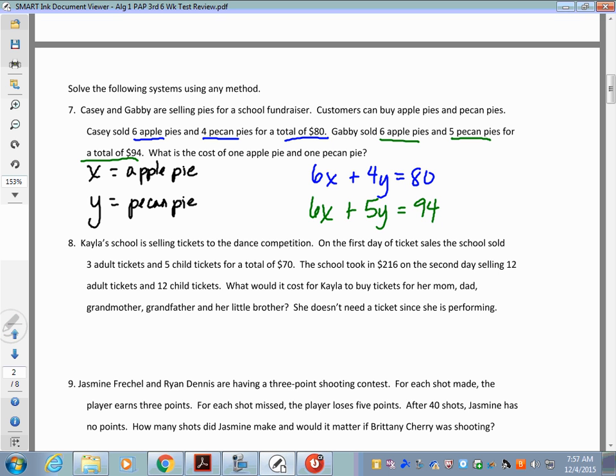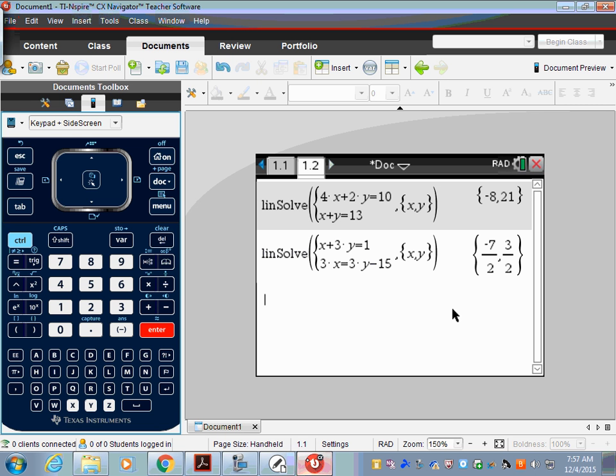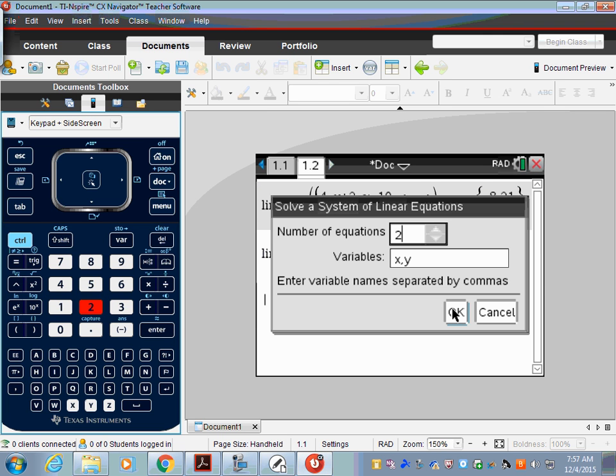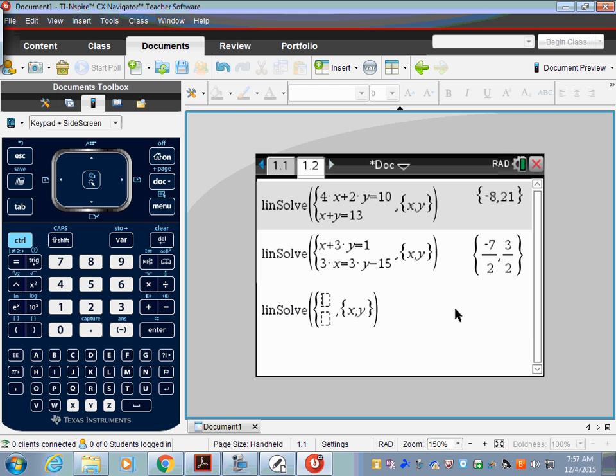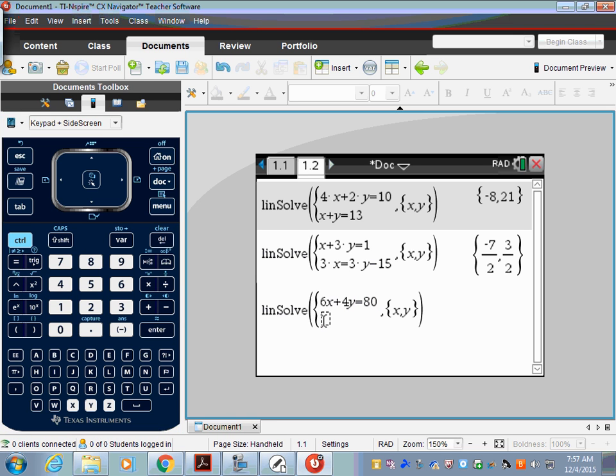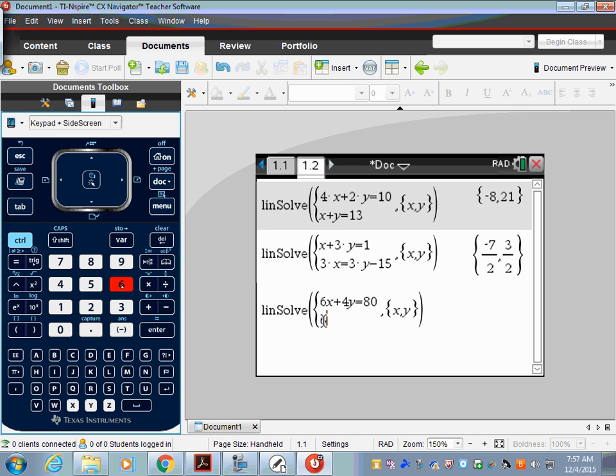All right, so once you have your equation written, now we can go back and put it into the calculator and use our calculator trick. So hit menu, algebra, solve systems. I always hit OK because we're always going to have 2. And our first system was 6x plus 4y equals 80. Because they want to figure out what's the cost of 1 apple and 1 pecan. And then 6x plus 5y equals 94. And then we're going to hit enter.